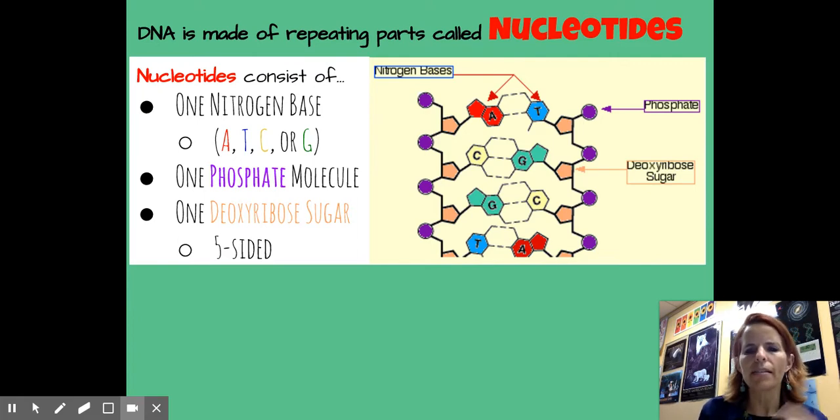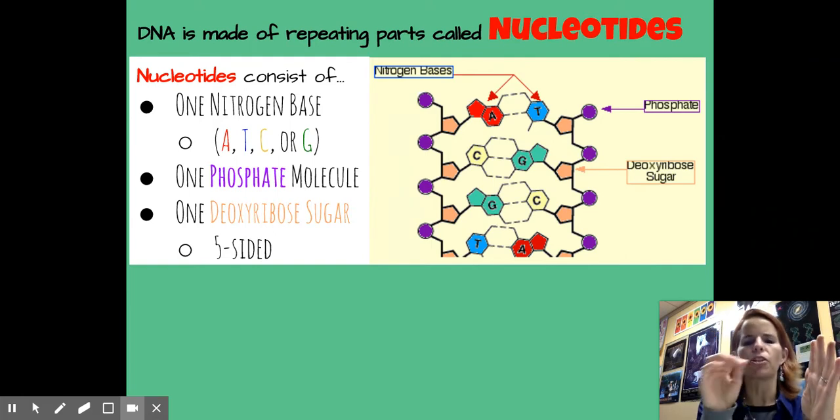So there's a nitrogen base, the A, T, C, or G. And look in the middle of the diagram. You can see A's and T's and C's and G's. There's always a phosphate molecule. Those are the purple circles on the diagram that are running up and down the backbones. And then there's also one deoxyribose sugar. The deoxyribose sugar is a pentagon. It's 5-sided, and it's sort of that salmon or orange color on the diagram. So one nucleotide is a purple circle, a salmon pentagon, and then one of the letters A, T, C, or G.